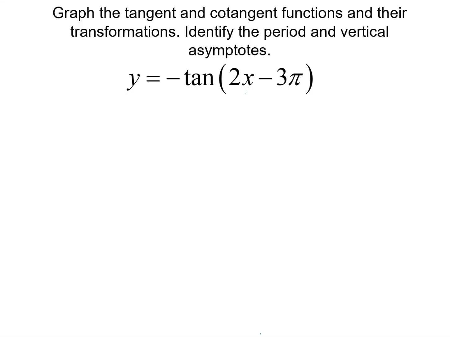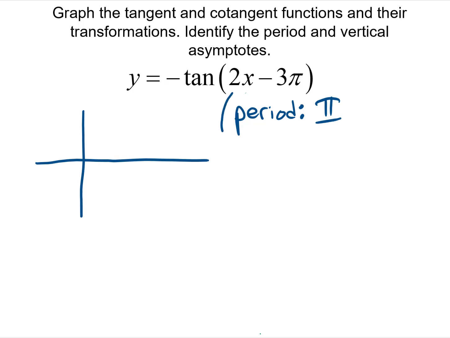So we're going to graph the tangent and cotangent functions with transformations, and we need to be able to do that. So here I have a tangent graph, and first of all I'm going to figure out the period. The period for tangent x is pi, and so the period for the one that I have is pi divided by what's sitting out in front of the x. So the period is going to be pi over 2.